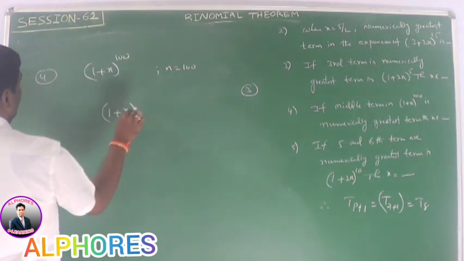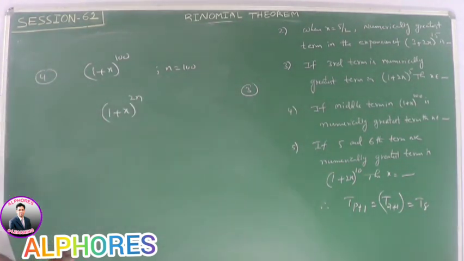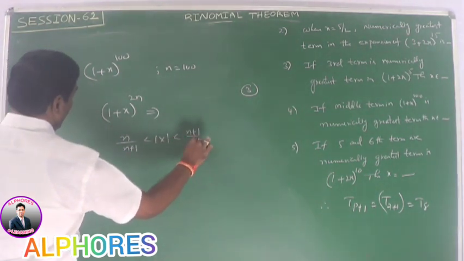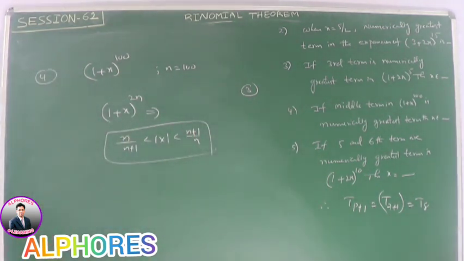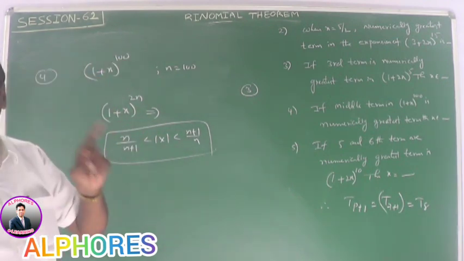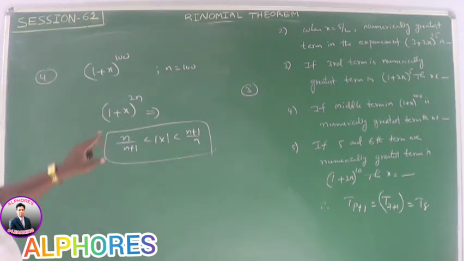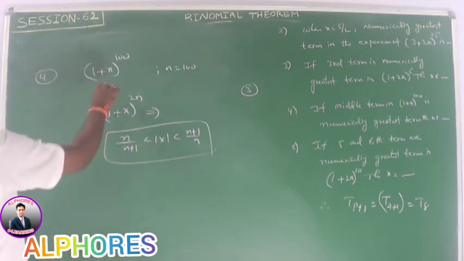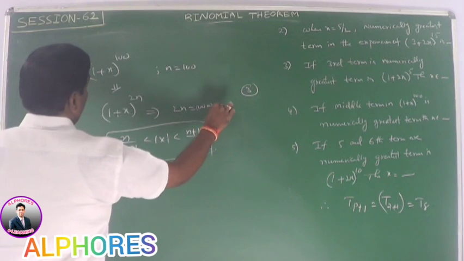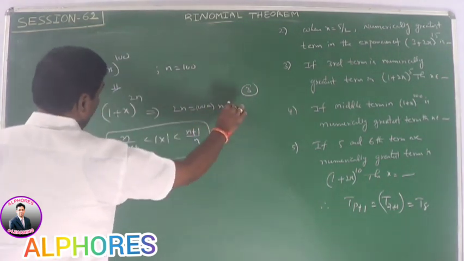In the binomial expansion (1 plus x) whole power 2n, if the middle term is the numerically greatest term, what is the condition? n by n plus 1 is less than mod x, less than n plus 1 by n. By using this direct property, we find the range of x. Or, in the regular method as before, we find that (n plus 1) into mod x by 1 plus mod x lies between r and r plus 1. This is the shortcut. The given binomial is (1 plus x) whole power 100. It is in the form of (1 plus x) whole power 2n. That means 2n is equal to 100, so n is 100 by 2, that means 50.